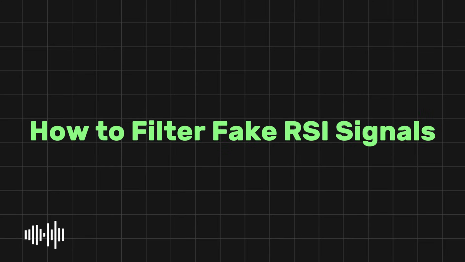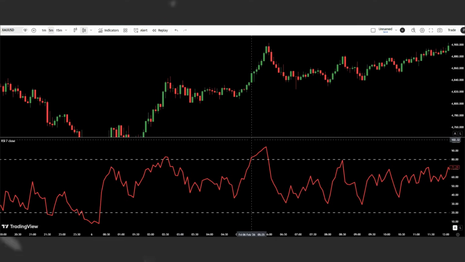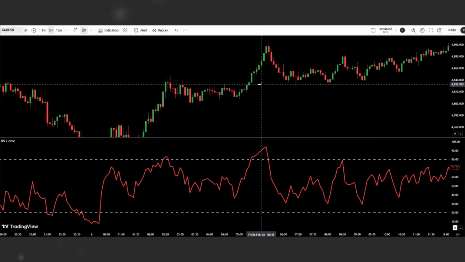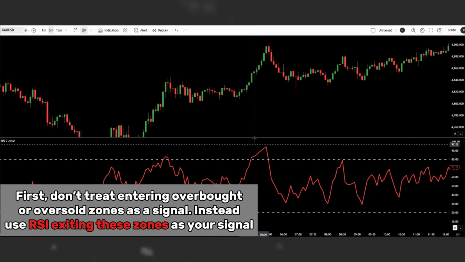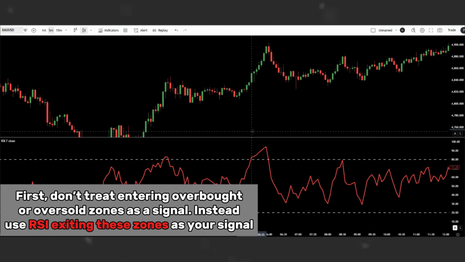How to filter fake RSI signals. To identify fake signals from real ones, there are several effective methods you can apply. Here are some practical techniques you can use to improve your scalping strategies and make smarter trading decisions. Number 1. Change the way you get signals. First, don't treat entering overbought or oversold zones as a signal. Instead, use RSI exiting these zones as your signal. This makes a huge difference.